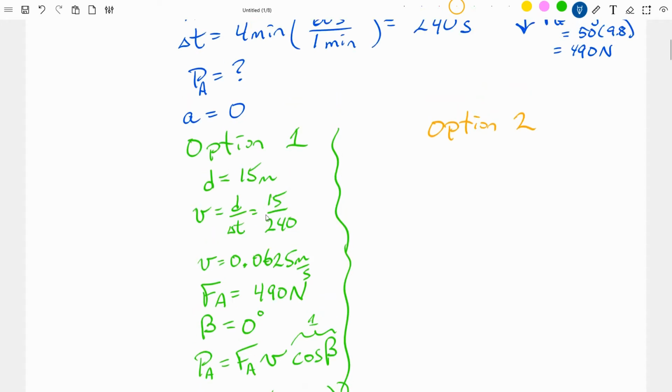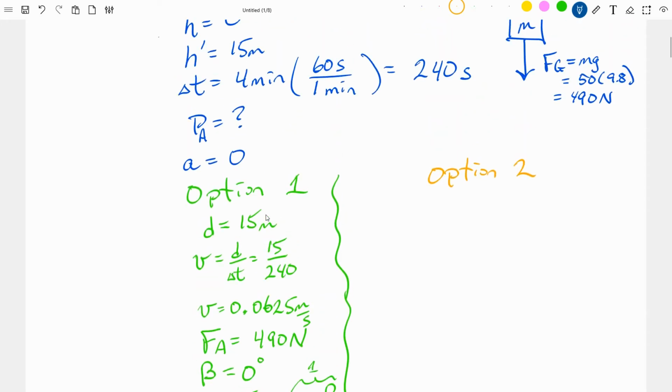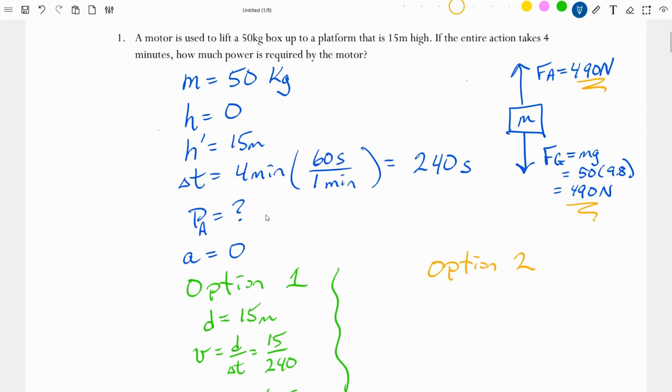We'll calculate the force. Well, actually, I won't recalculate. I'll take advantage of the fact that I already did that. Well, actually, technically it was this one, but the same value. And I'll figure out the work and then figure out the power from the work.